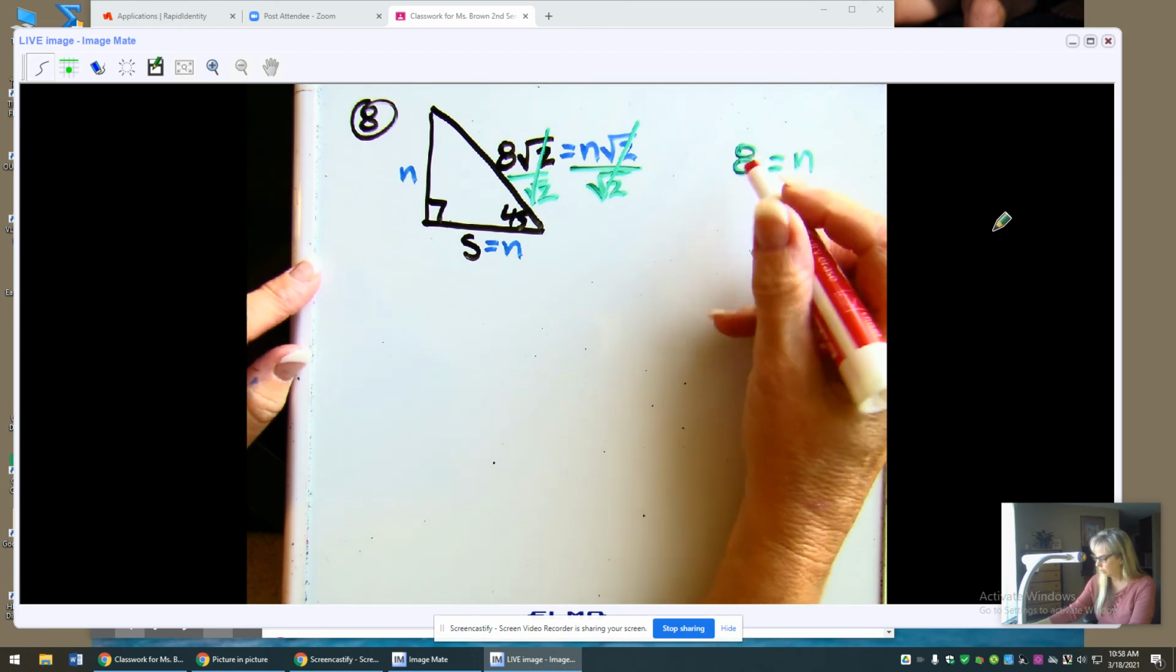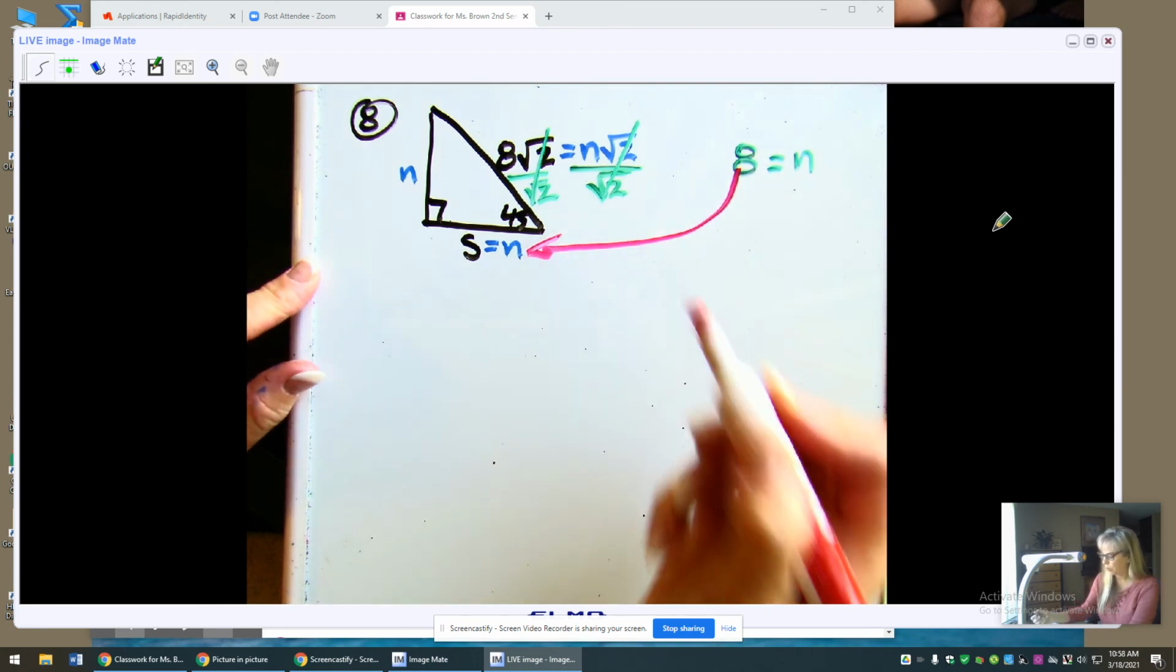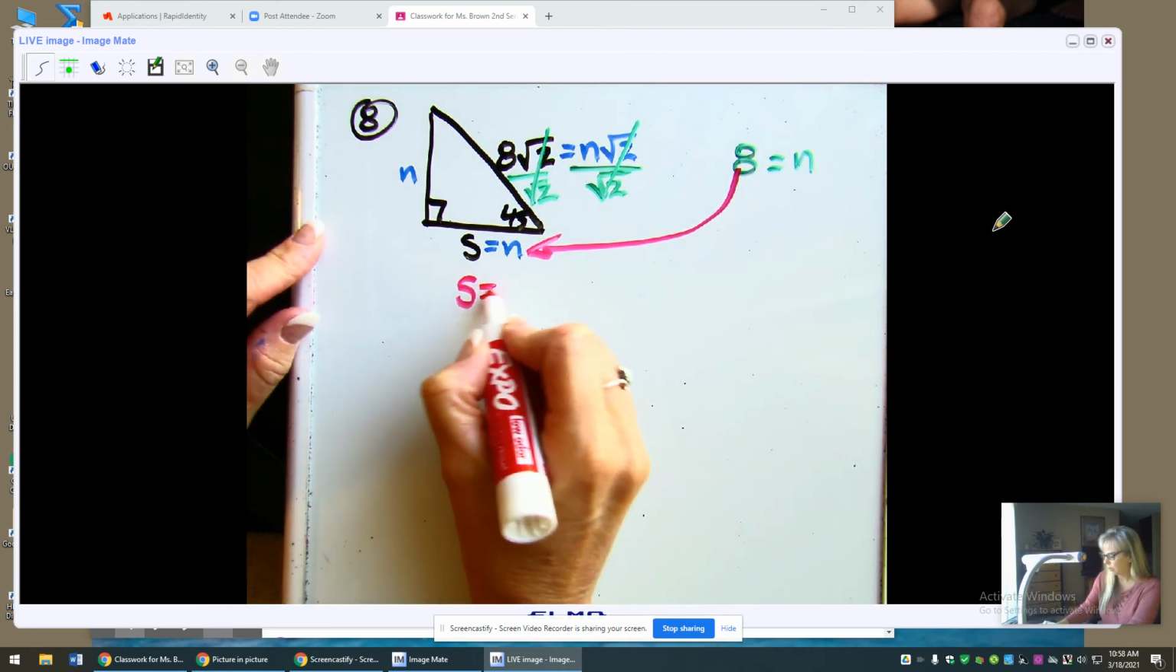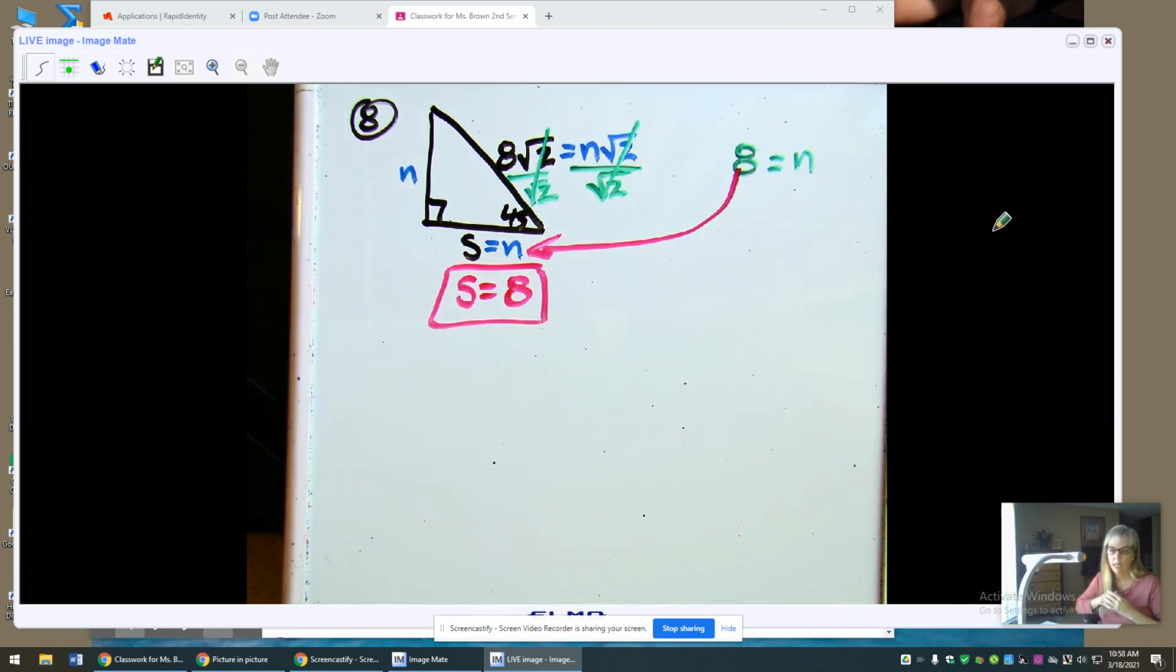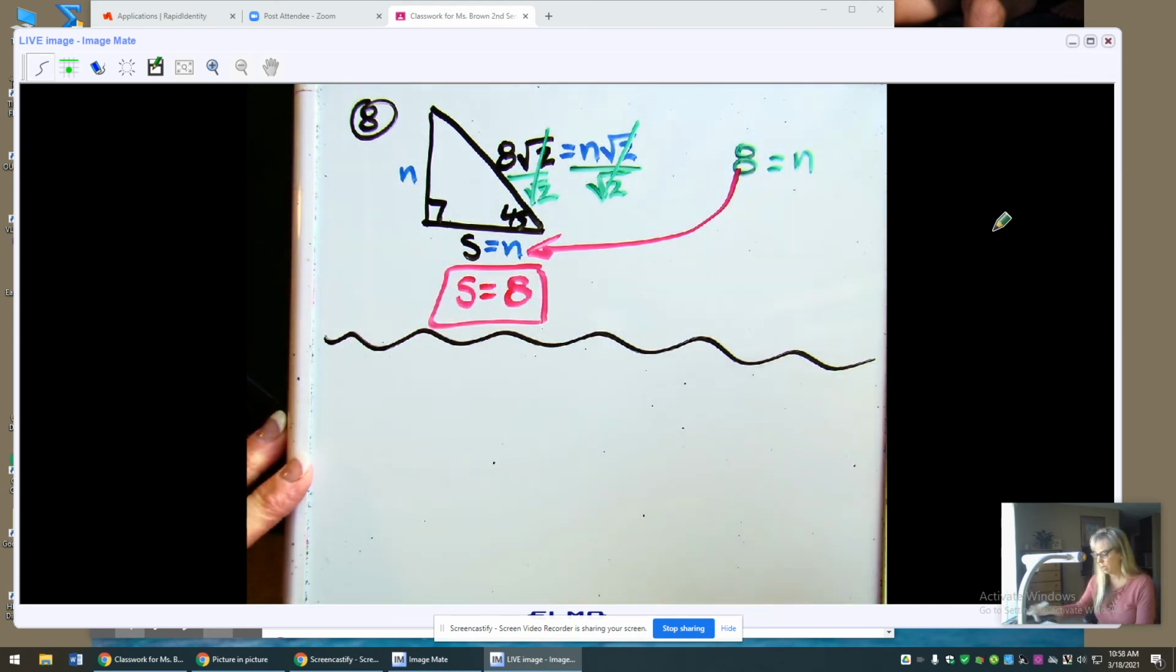Step 3, take that n value and plug it in. S is 8. And again, I realize many of you could have just seen that and had your answer. It's good practice to follow those steps, because when the problems get complicated, you're going to be happy you know those steps. Here we go, number 9.